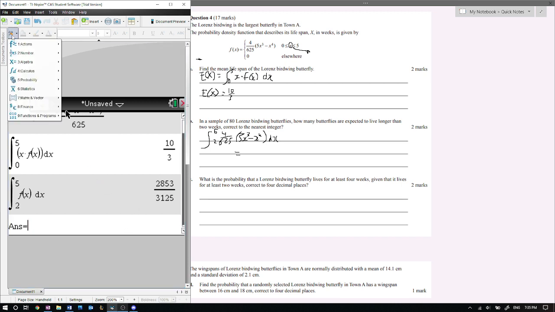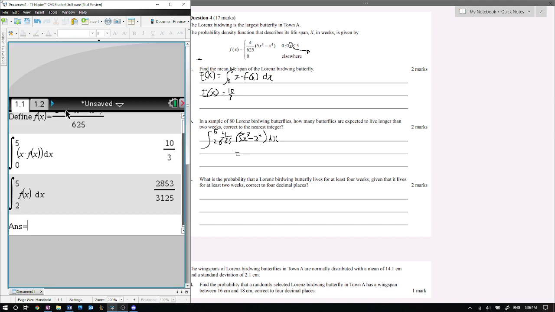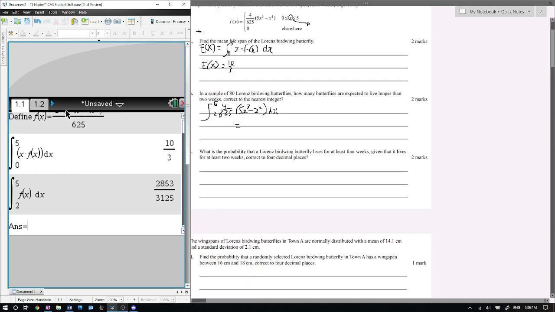Oh, I don't know how to convert from fraction to decimal on the computer CAS, so I'm just gonna do it on the calculator I have on me right now. Okay, so you get that fraction, but the question asks you to the nearest integer. So obviously you want to convert to... Oh, I'm sorry. Okay, I've misinterpreted the question, and it's not asking for the probability of butterflies that are expected to live longer than 2 weeks, but how many.